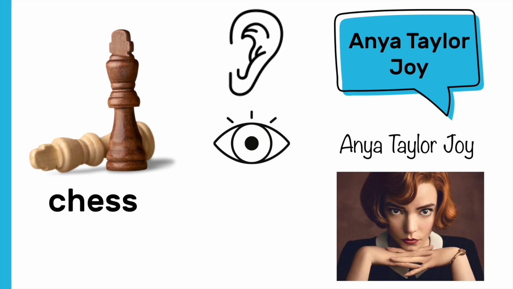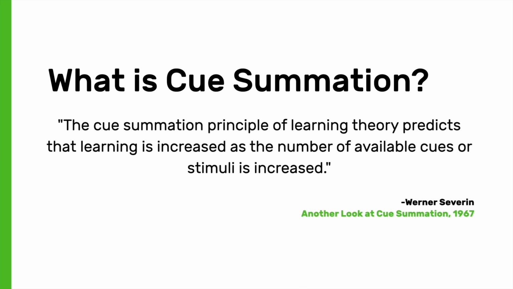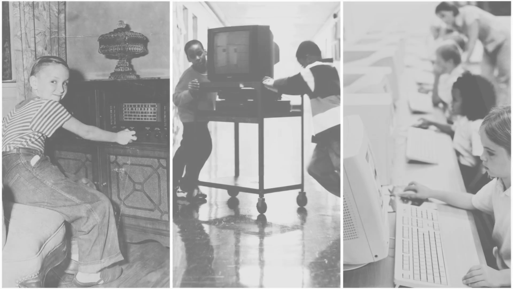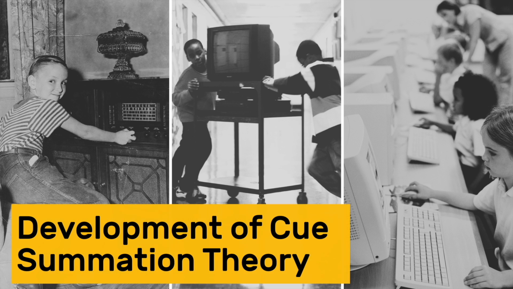Now, if I showed you a picture of Anya Taylor-Joy from her television show, that would be a new cue or clue. So what is cue summation? According to Werner Severin, an early originator of the theory, in cue summation, learning increases as the number of available stimuli or cues increases. The theory was developed in the early 20th century as more modalities of information sharing became available. With the advent of radio and television, then later computers, researchers began to wonder if these new technologies increased learning, and if so, which modality was superior and how best do we combine these modalities.